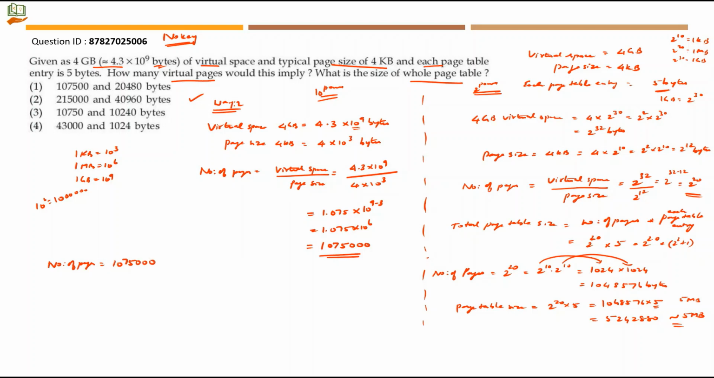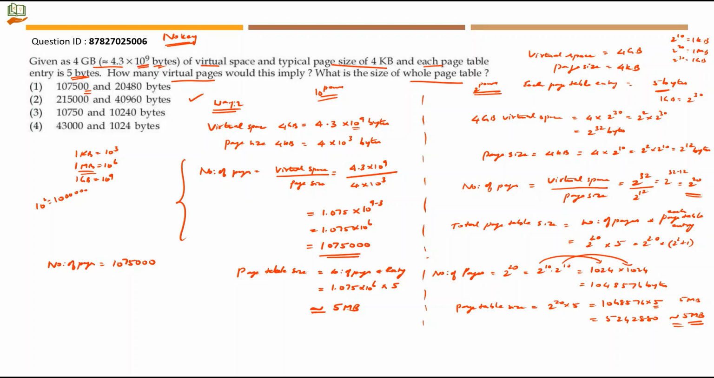Then regarding page table size, we have the number of pages into each page table entry. The number of pages you can keep as 1.075 into 10 to the power 6. Then the entry will be 5 bytes as per the question. Let's take this to be 5 only, because it will give 5 point something. 10 to the power 6 is actually 1 MB. So this will be approximately equivalent to 5 MB. For this question, you have to use this method, because they have explicitly given it in 10 power.